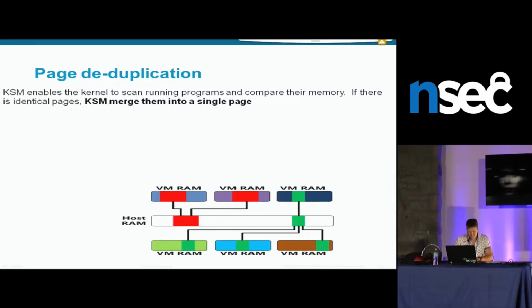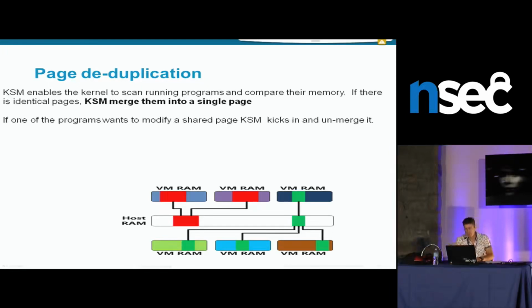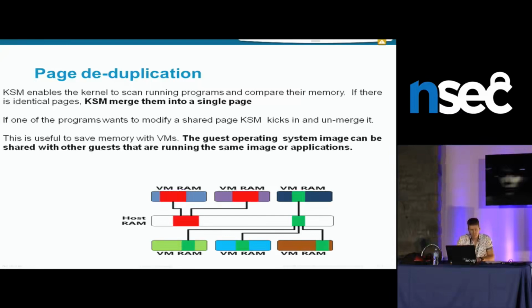Basically, KSM enables the kernel on the host to scan running programs and compare their memory. If there are identical pages in different programs, KSM detects that condition and merges them together into just one. Of course, if a program down the road wants to modify one of those shared pages, KSM will kick in and do the unmerging. This feature is pretty useful with virtual machines because the guest operating system image can be shared across other guest operating system images, so you end up saving lots of memory.